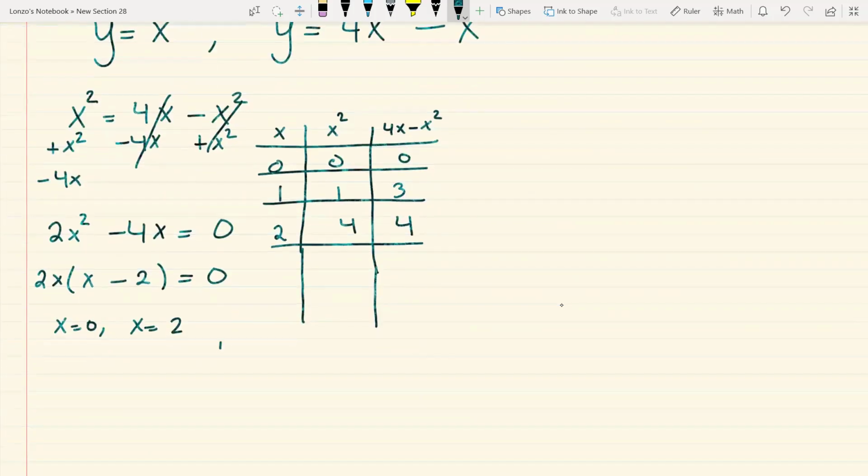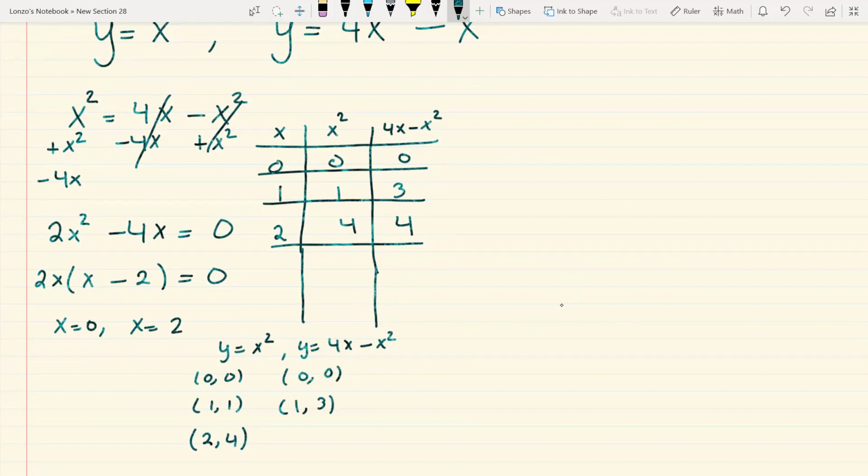Okay, so if you look at the y equals x squared function, you get 3 coordinates: 0, 0, 1, comma 1, and 2, comma 4. And if you look at the other function, y equals 4x minus x squared, you have 3 coordinates: 0, comma 0, 1, comma 3, and 2, comma 4. Okay. And it is time to graph.